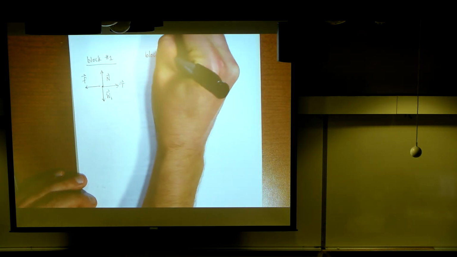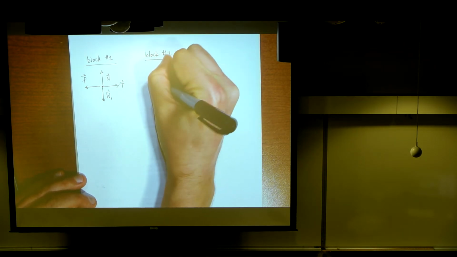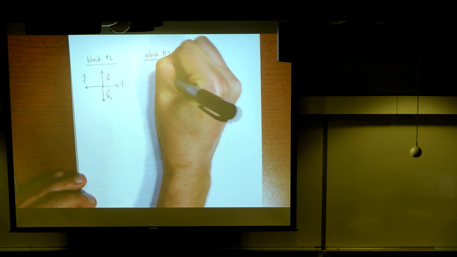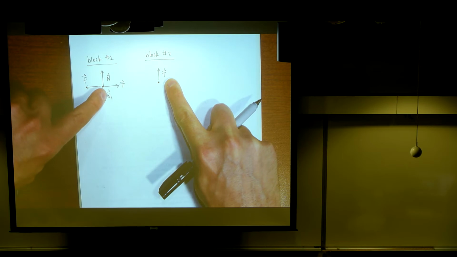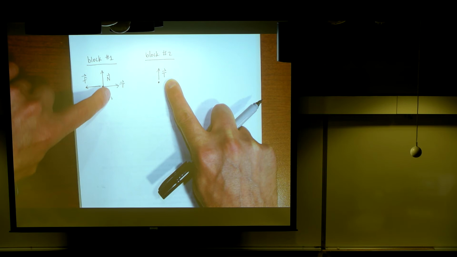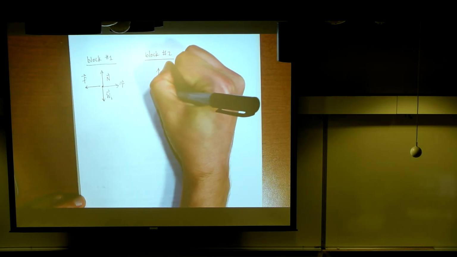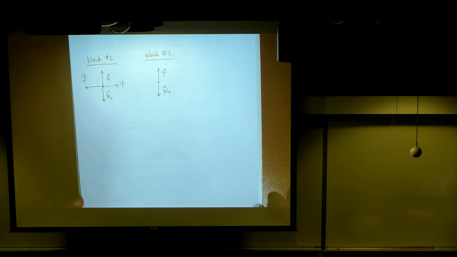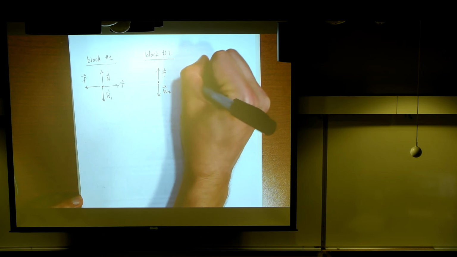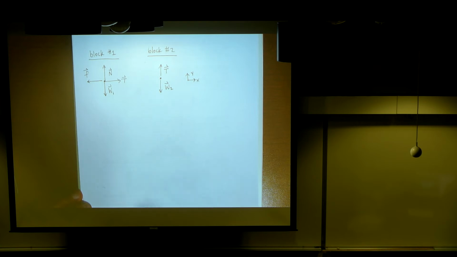All right, then we've got block number 2 over here. And its tension force is going straight up. But it's the same amount of tension on either side. Okay? Remember that about a continuous segment of string? It's the same tension throughout. And we've got the weight going down. Let's draw a coordinate system that we'll use for reference. Let's have x go to the right, y going up like this. All right? I think that'll work pretty well.